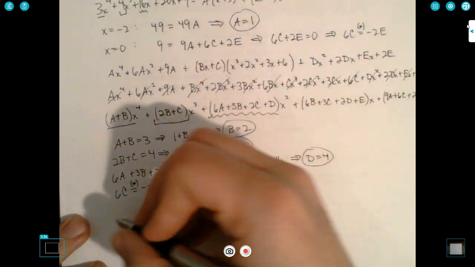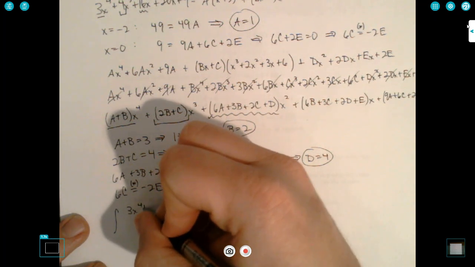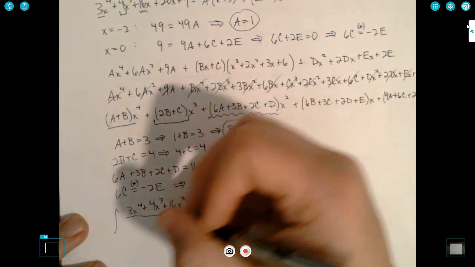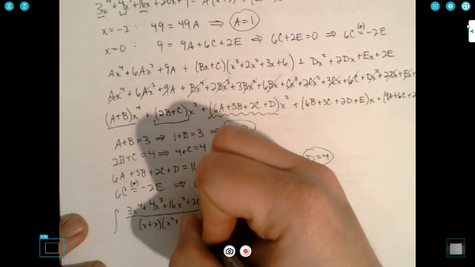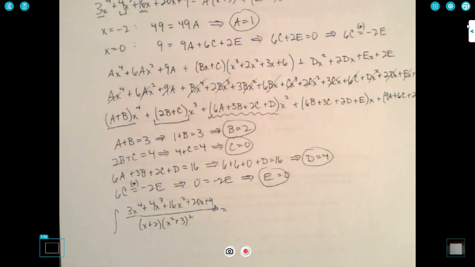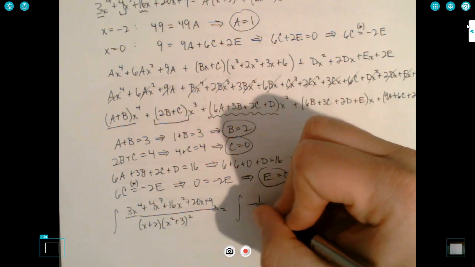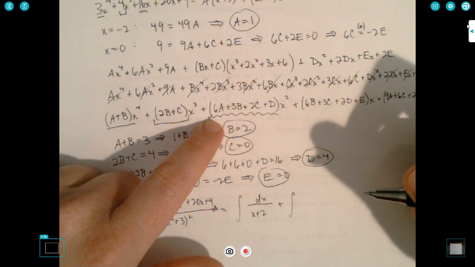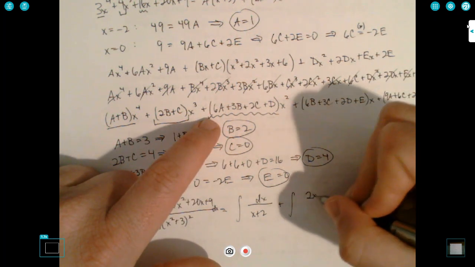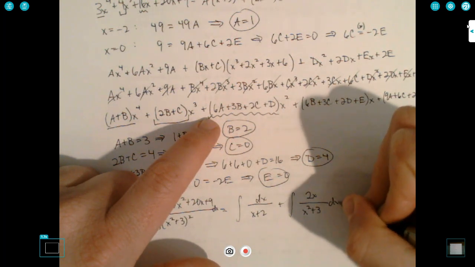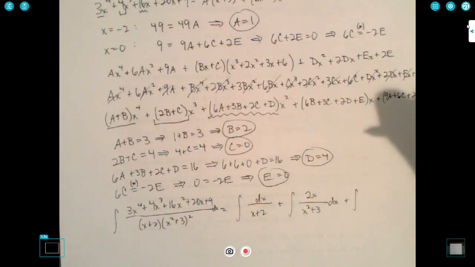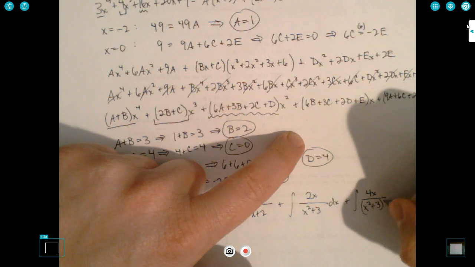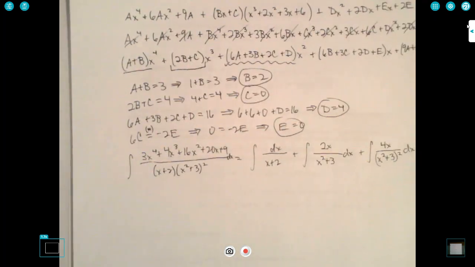You ready for this now? Okay, here we go. So we've got 3x to the fourth. This one might take multiple pages. Plus 4x cubed plus 16x squared plus 20x plus 9 over x plus 2 times x squared plus 3 squared dx equals a over x plus 2, just make it a dx, plus bx plus c. c is 0, that's nice. So bx plus c over x squared plus 3 plus dx plus e. So that's 4x over x squared plus 3 squared. That's not terrible. We can finish this up pretty quick.